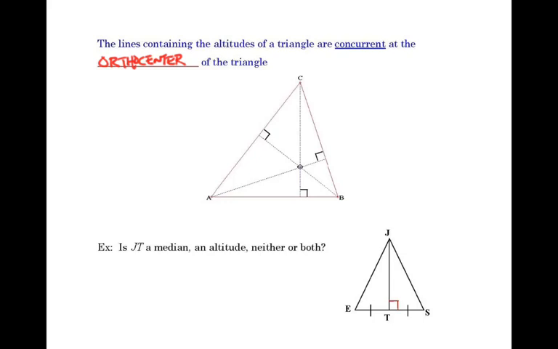They don't have as nice of a property as the incenter or circumcenter, but they are concurrent. We can see here that my altitudes all fall inside my triangle. They cross right here at this point called the orthocenter.